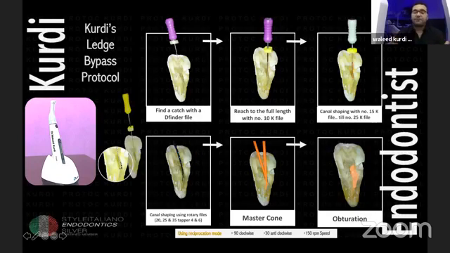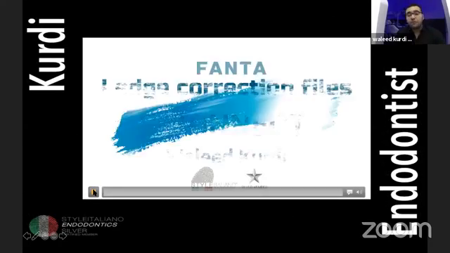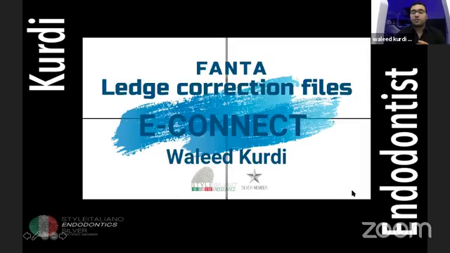Don't we have a protocol that saves time? Yes, we have. You can use with this great endomotor, our warrior, the eConnect S endomotor. In the next video, I will show you how to use this motor with specific settings, with a specific motion, which will be indeed the reciprocation motion, with certain files to bypass the ledge, even after making a glide path with K file number 10 and 15 only. Now let's go to this video and see how we can use this endomotor in such cases.